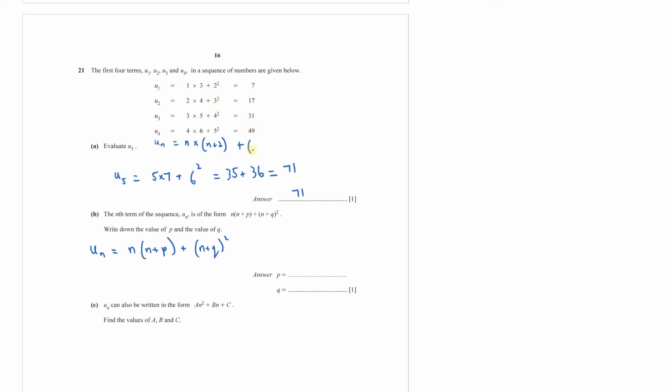So you always take the square of the value of 1 greater than the term value. So your fourth term, you're taking the square of 5. So this will be n plus 1 squared. Now if you compare this with this, you have n times n plus 2, so this is n times n plus p. So p becomes equal to 2, plus n plus 1 whole square. Here you have n plus q whole square, so your q value is basically this one here. So q is 1. So p is 2 and q is 1.